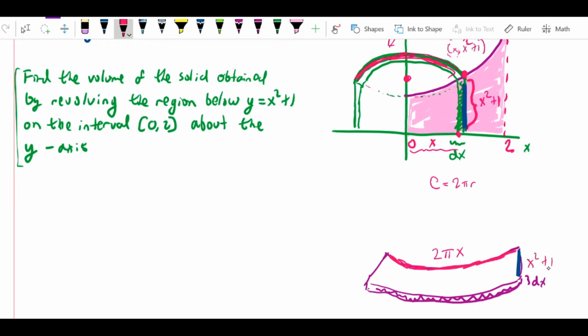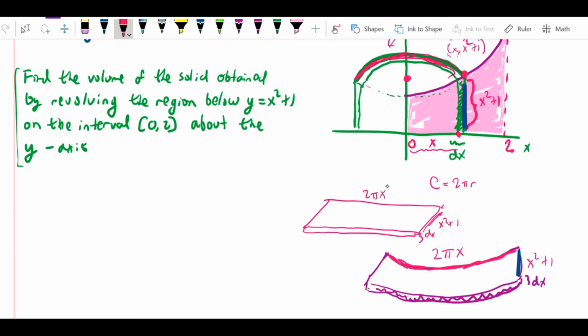So what I really have here, if you look at it, maybe if I draw it a little bit more like this, is just a very, very short box whose dimensions are dx in the height direction, x squared plus 1, and 2 pi x.